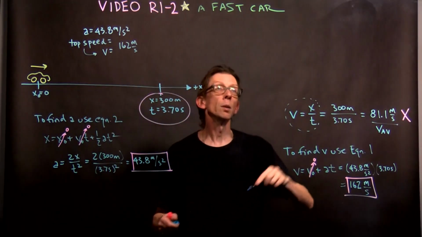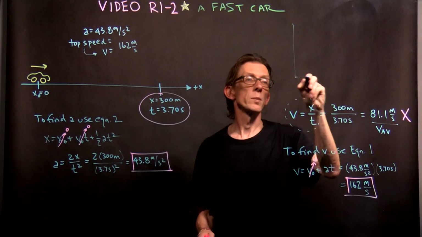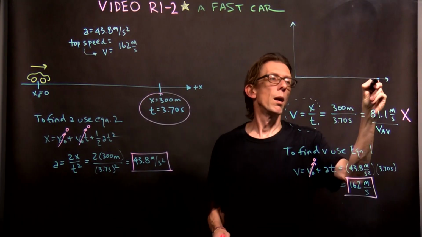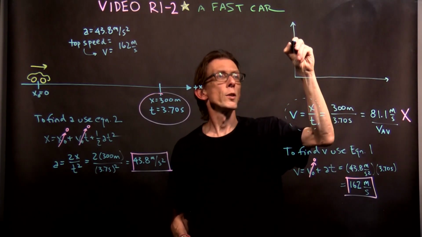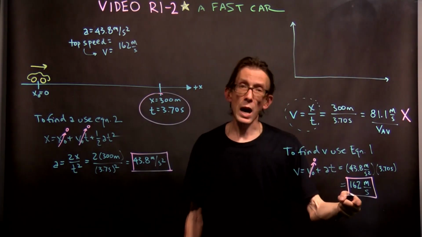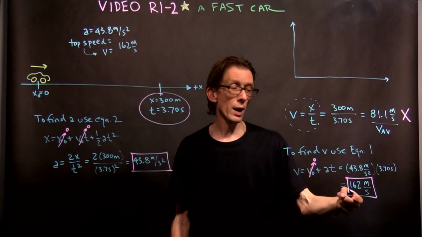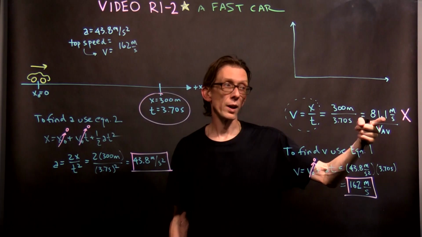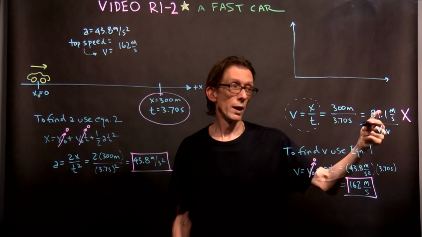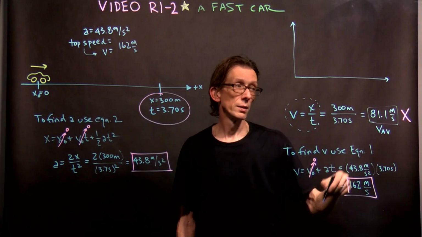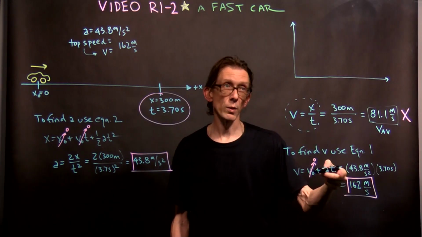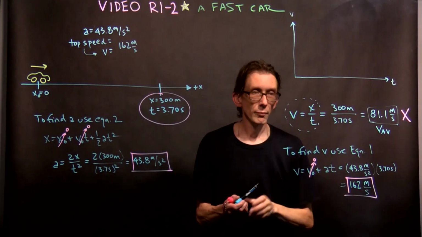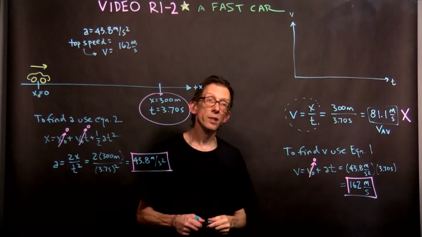The alert among you, actually probably nobody noticed this, but maybe somebody did, will have noticed that the actual top speed, 162 meters per second, is exactly twice the average velocity. Right, this is the average velocity, not the answer to the question. That's the answer to the question. But if we plot velocity versus time, okay, what happens in the situation is this.